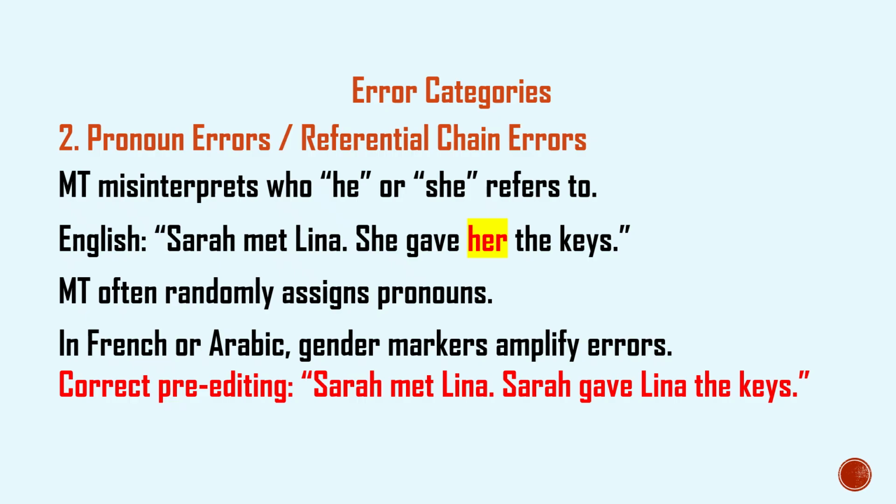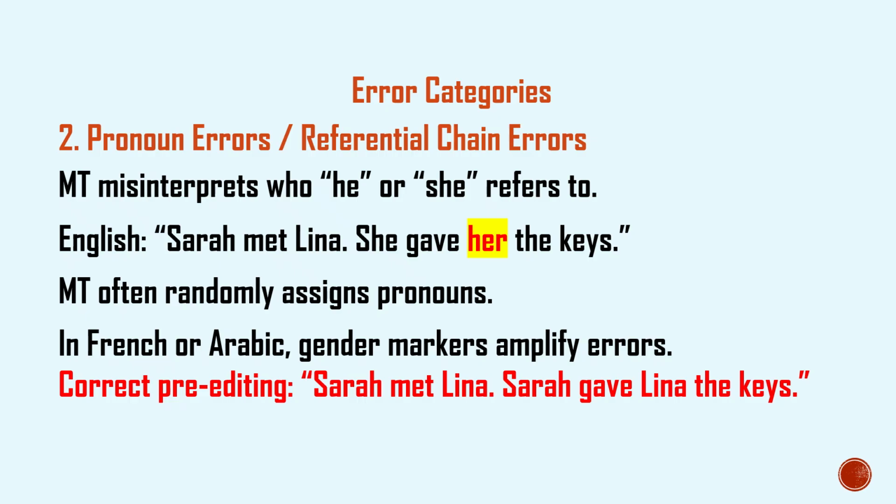The second type of errors in neural machine translation output is pronoun errors or referential chain errors. This happens when the machine translation system interprets wrongly who he or she refers to. In the English sentence, Sarah met Lena, she gave her the keys, the machine translation often randomly assigns pronouns and will give us wrong translation in French or Arabic, where gender markers amplify errors.